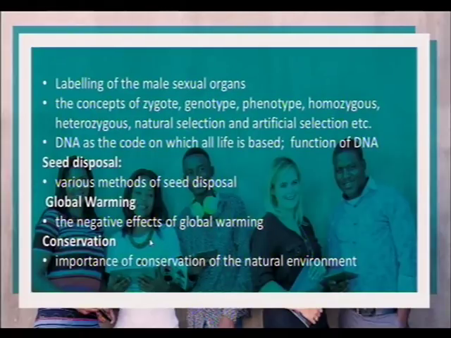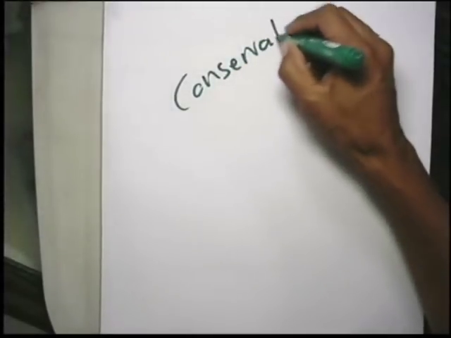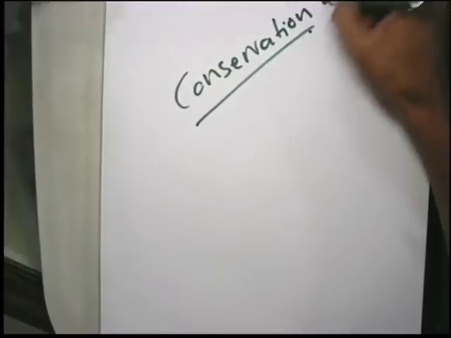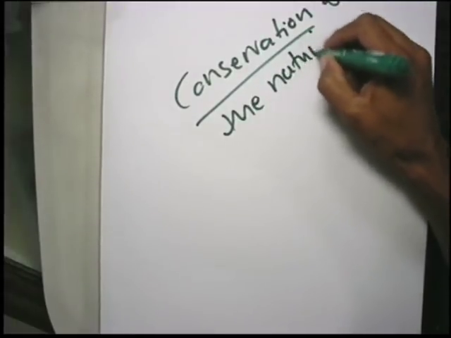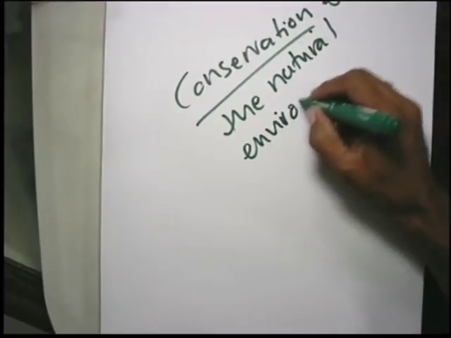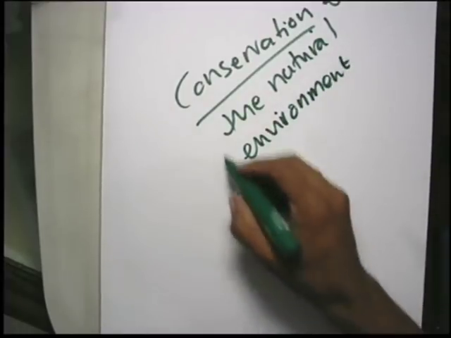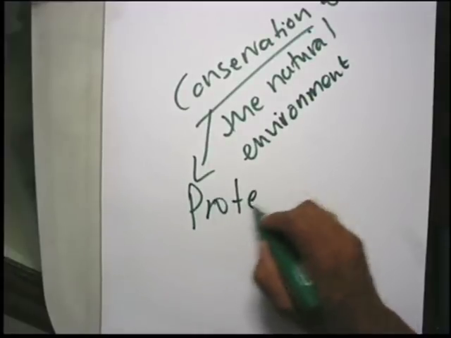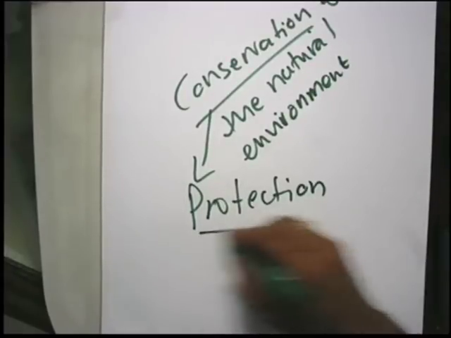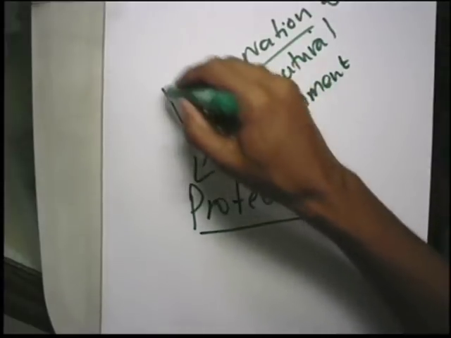And there's also a section on conservation, especially when it comes to the natural environment, meaning that we need to be able to know and understand why we should conserve or protect our natural environment. So it's conservation of the natural environment. Meaning, protection. How can we protect, or how can we conserve?